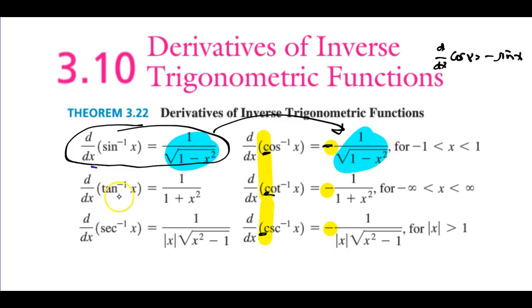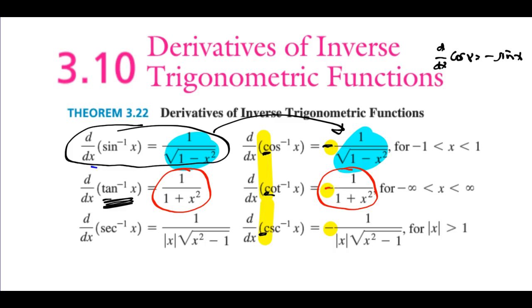And the derivative of tangent inverse, again, I'm not deriving it, is similar. But instead of 1 minus x squared, it's 1 plus x squared, and you drop the radical. And then the cotangent inverse is identical to the tangent inverse. It just has a negative out front.